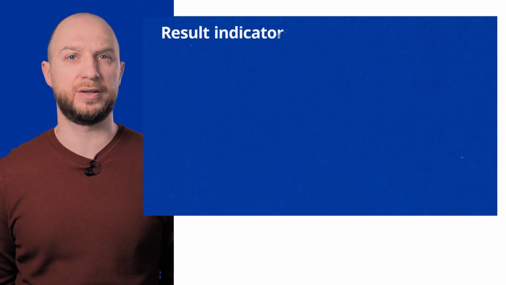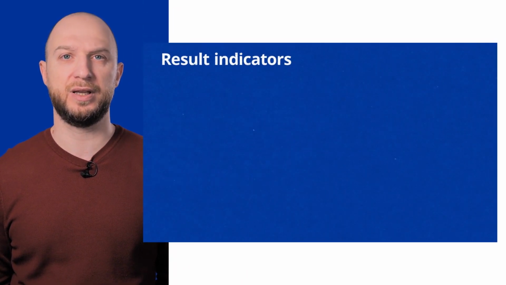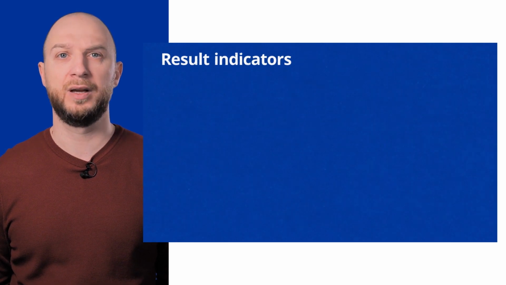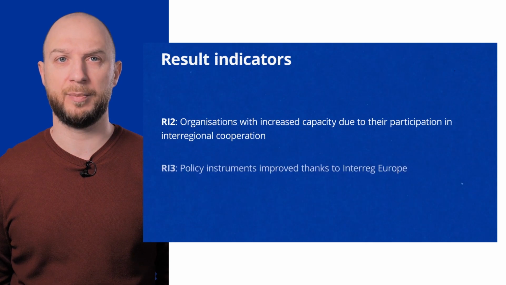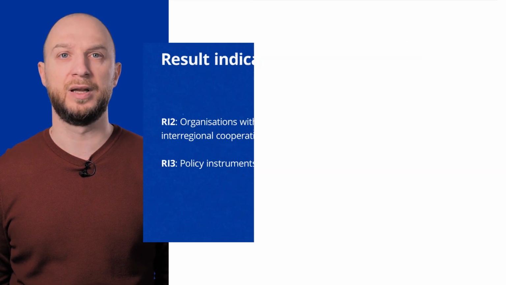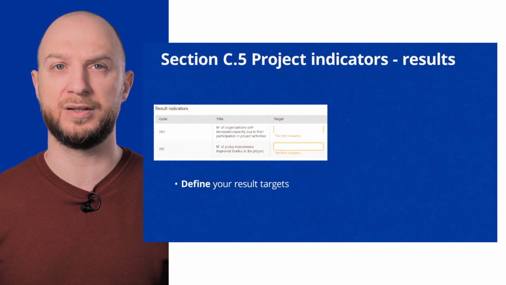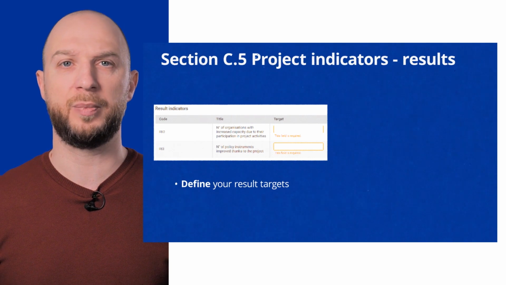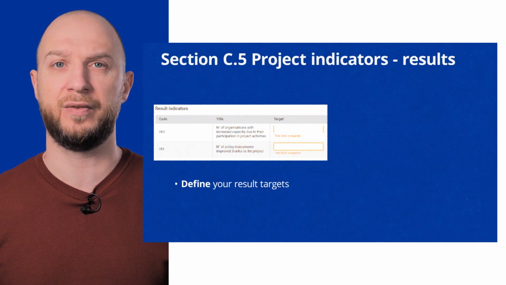Things are a bit different when we are talking about the result indicators. We have a limited number of result indicators, only 2, and these refer to the number of organizations with increased capacity and the number of policy instruments improved. They are still reflected in section C5 of the application form, but the difference compared to the output indicators is that you will need to set the target value.